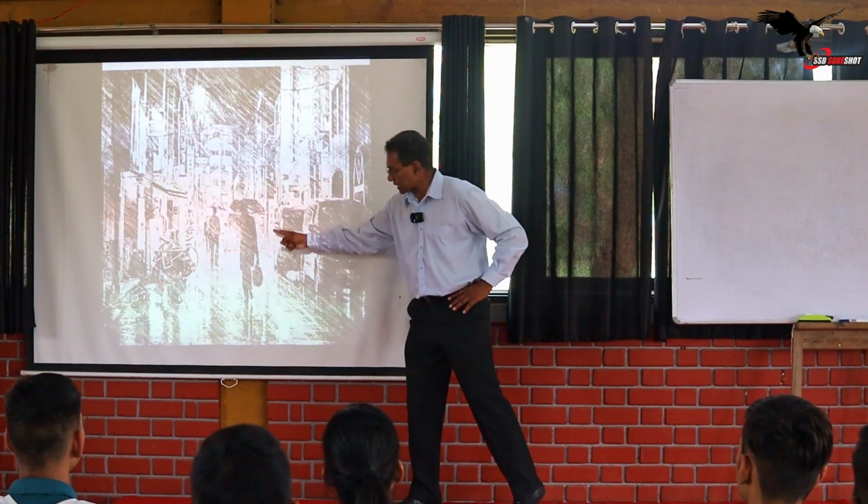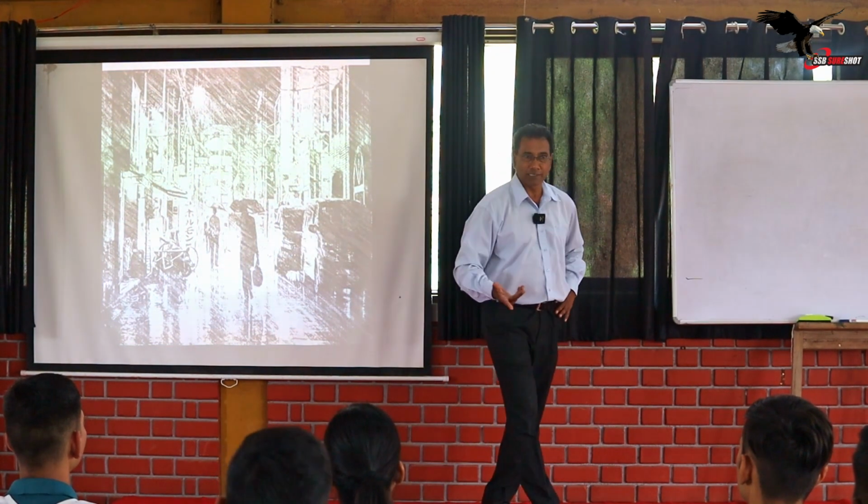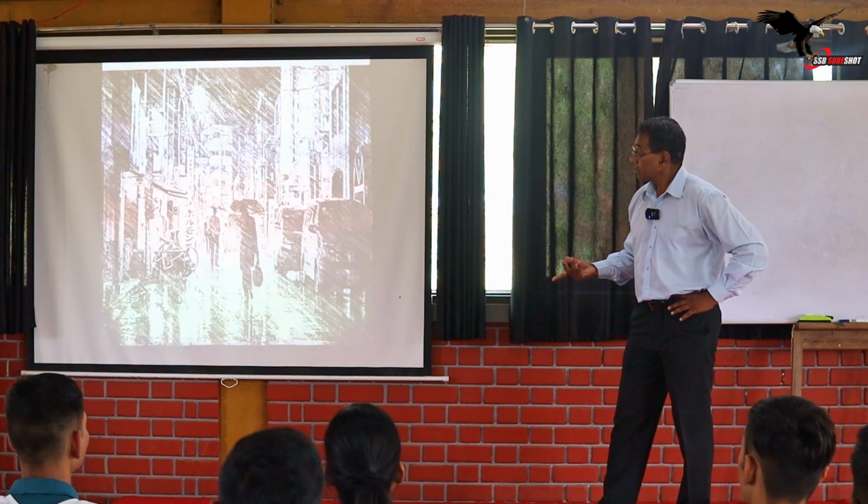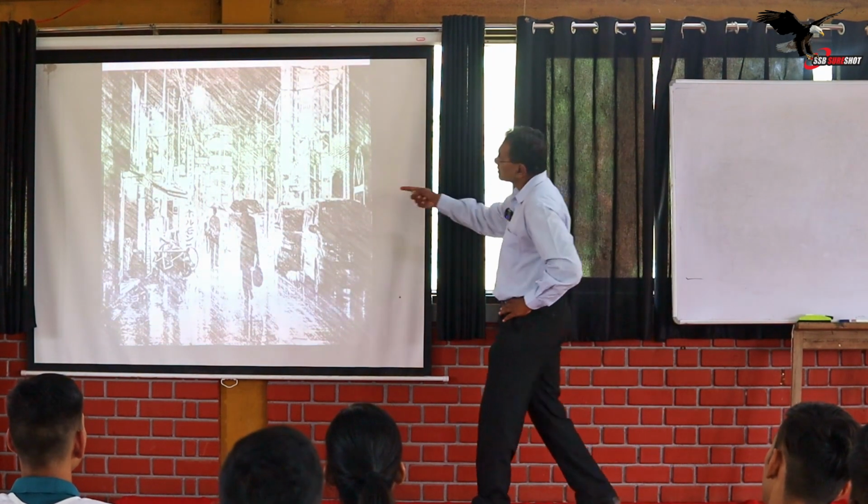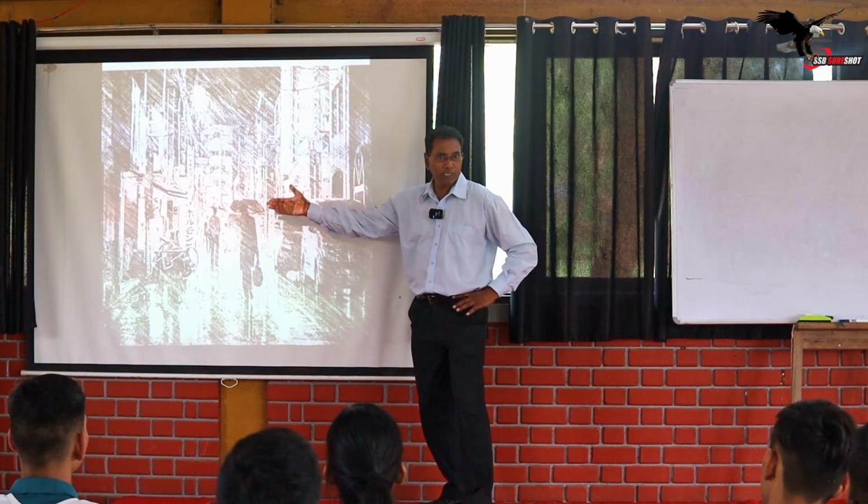Here is a man who is walking. He is walking because maybe vehicles were not available. And what else is seen? It is raining also probably. Why? Because he is carrying an umbrella.